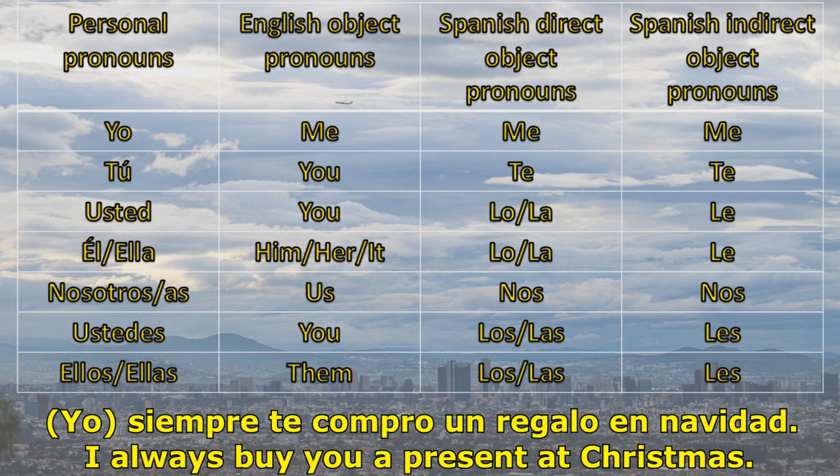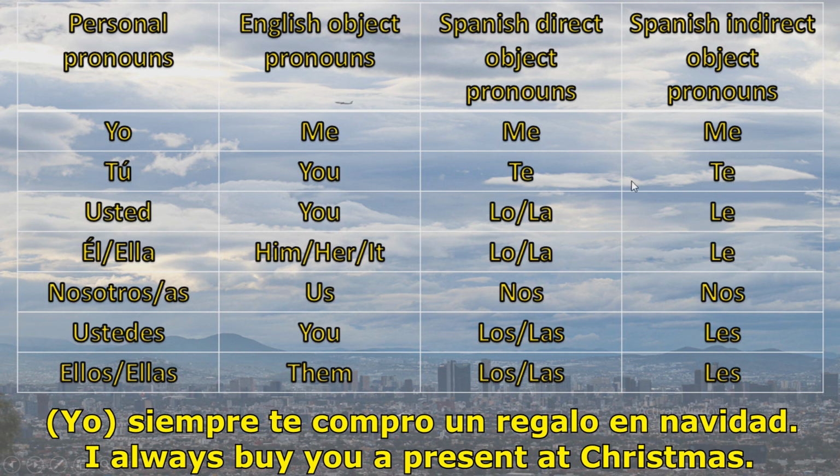Or I can say, yo siempre te compro un regalo en Navidad. To whom is the present? To you. So in this case, I put myself in this row and I choose te. But I can't put te in the predicate of the sentence. So I say, yo siempre te compro un regalo en Navidad.